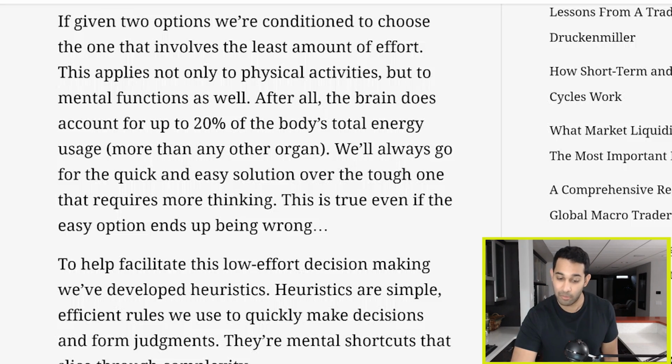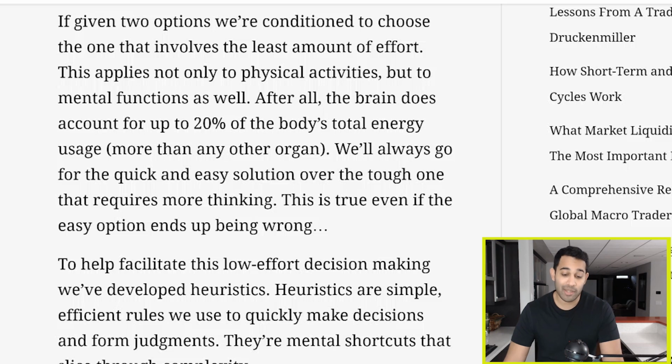Because it turns out the brain consumes 20% of the body's total energy. 20%, which is more than any other organ. So we're always going to go for the quick and easy solution over the tough one, which requires more thinking. And that's true even if the easy option is wrong. So to help with the low effort decision making, we've developed heuristics. So heuristics are quick and simple rules that we use to easily form judgments and opinions. They're mental shortcuts that slice through complexity.